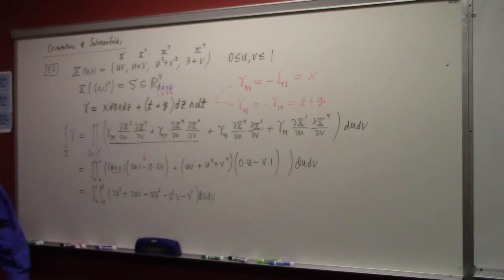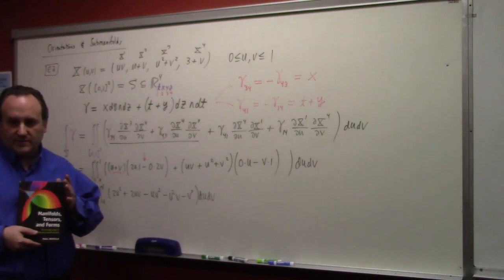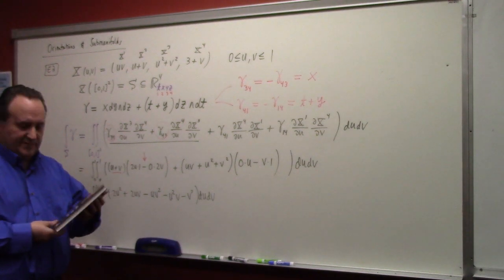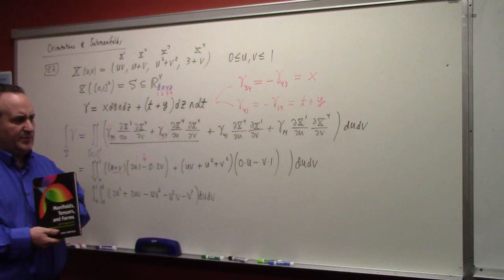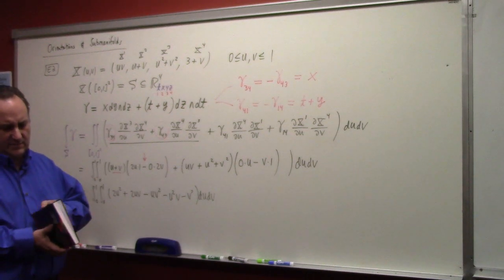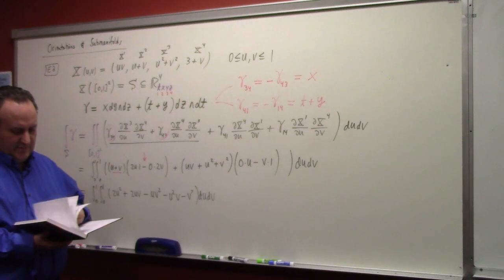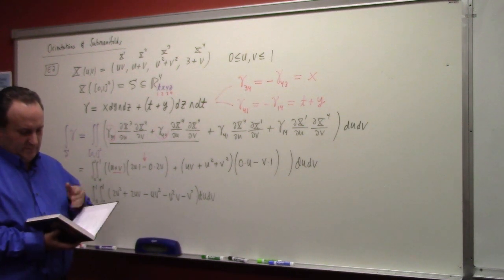I'm not sure which I prefer, but what I would prefer is, next time we meet, to hopefully show you some things from here maybe. This is Paul Renteln's Manifolds, Tensors, and Forms, and I'm hoping I can crack his proof and explain the orientation stuff next time, so we'll see what happens.